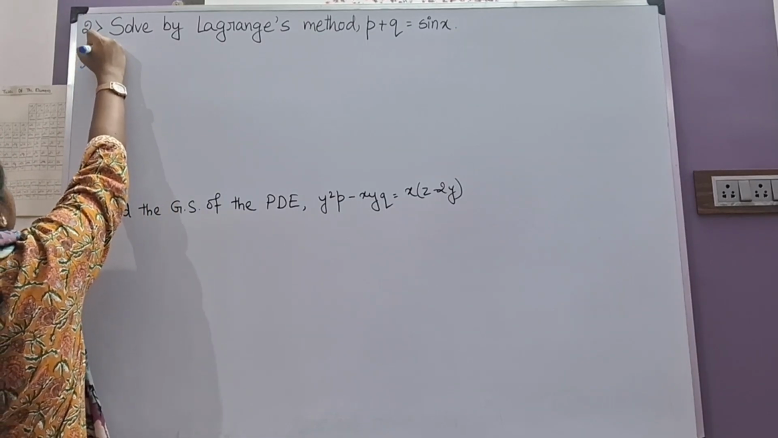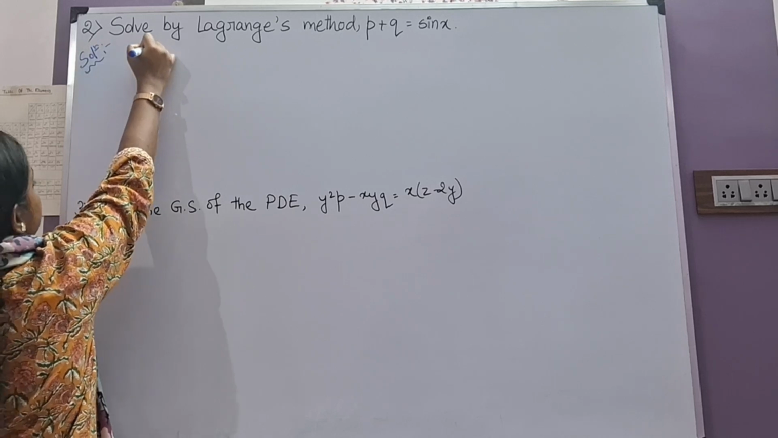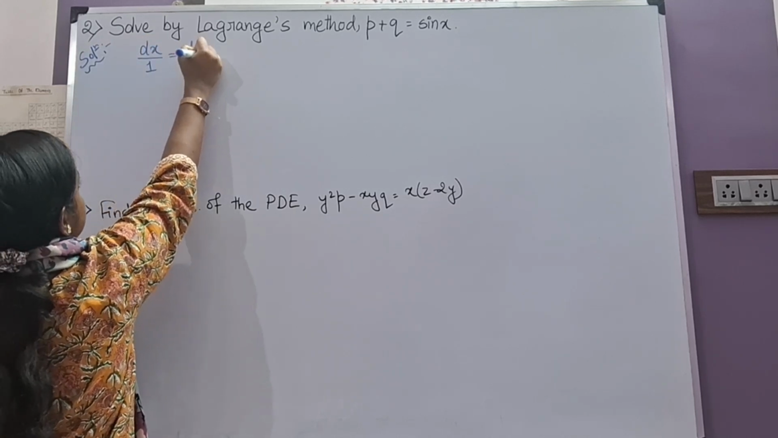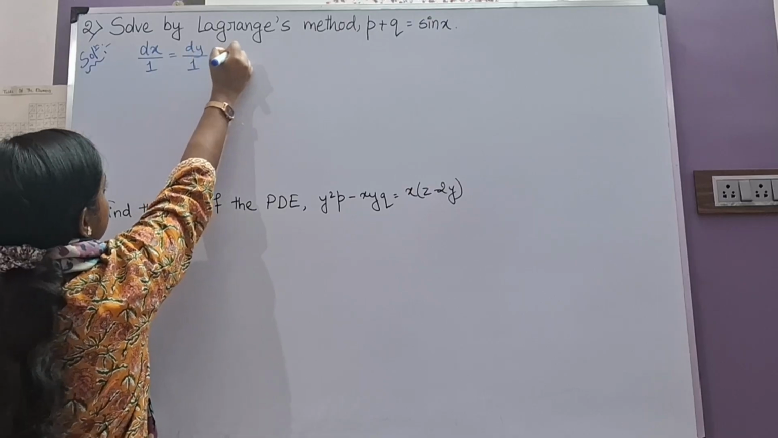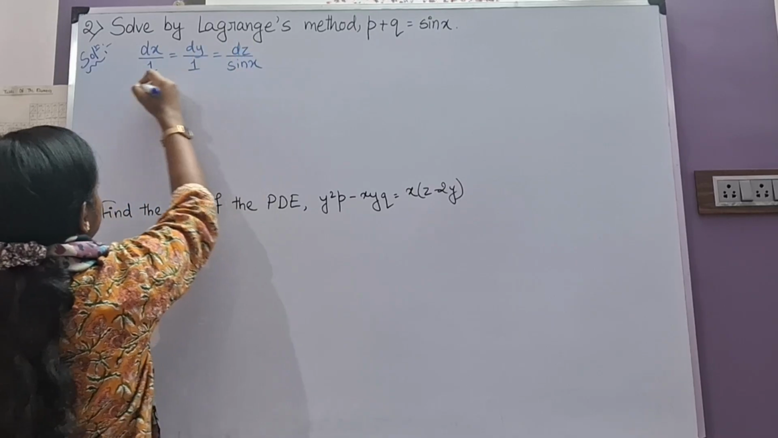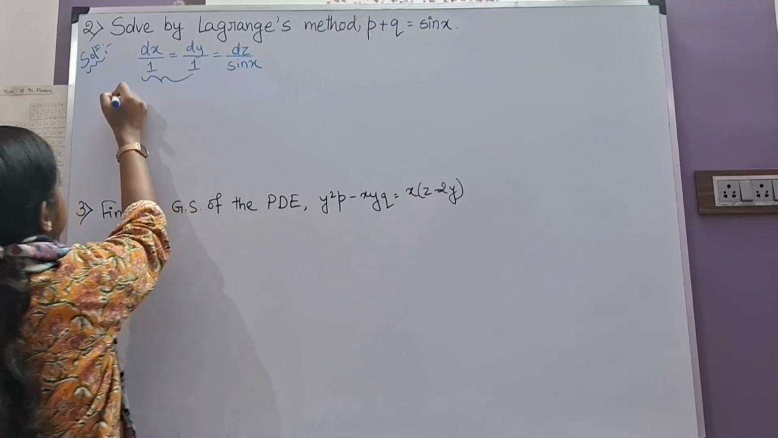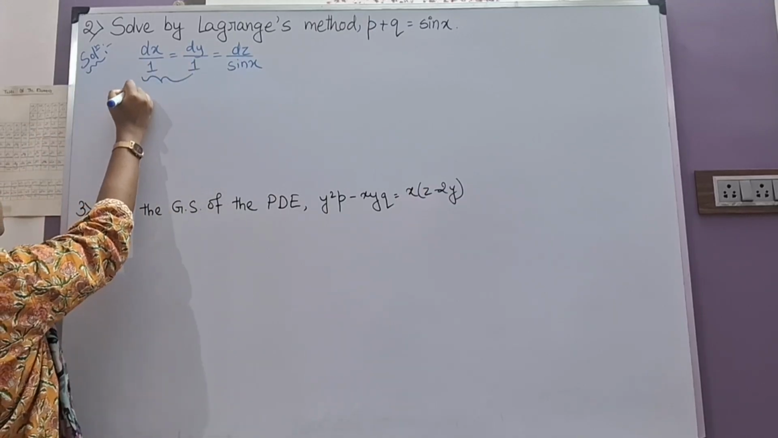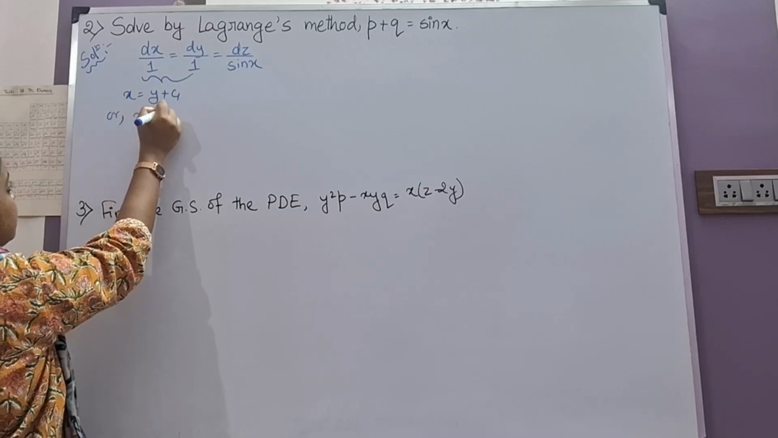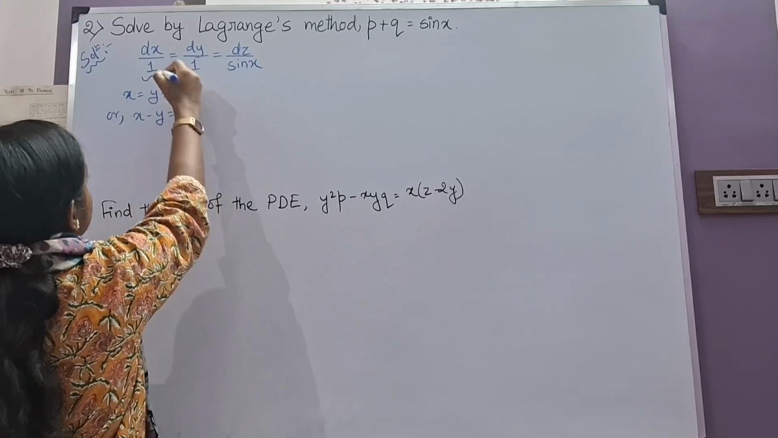Now we are going to solve this numerical. So here the Lagrange's subsidiary or auxiliary equation is dx by 1 equal to dy by 1 equal to dz by sin x. Now choosing the first two ratios, what we can write? x equal to y plus c1 or x minus y equal to c1.